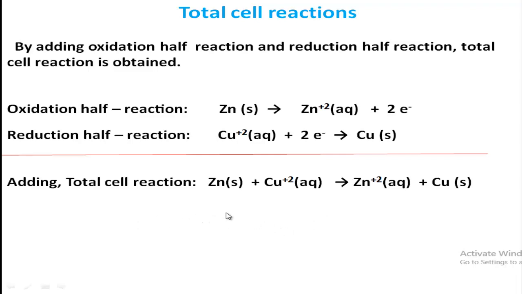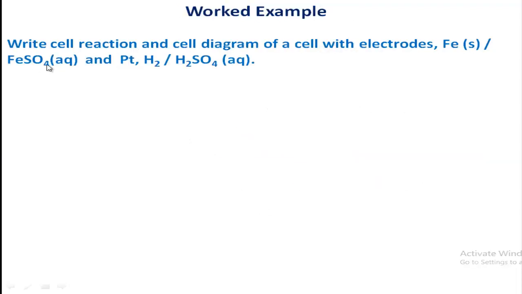And this is important because sometimes it may come in your exam. For example: write the cell reaction and cell diagram of a cell with electrodes iron per iron sulfate and platinum comma hydrogen per sulfuric acid. Here iron per iron sulfate is oxidation, it acts as the anode, because here it is metal per metal ion. And we know that the position of iron is above that of hydrogen, so iron is more reactive than hydrogen, so iron acts as the anode here.